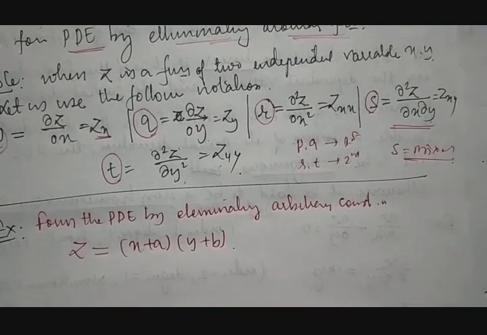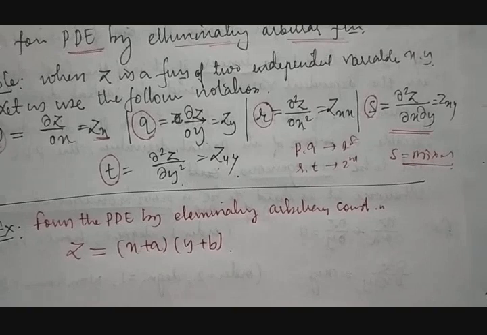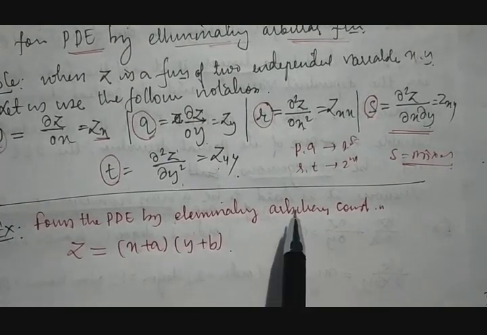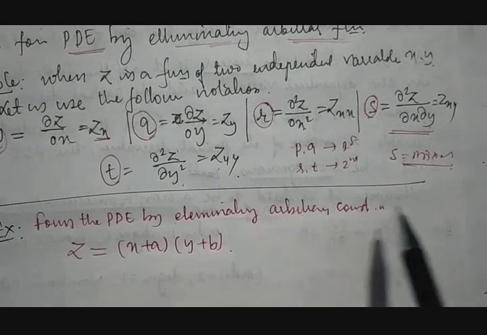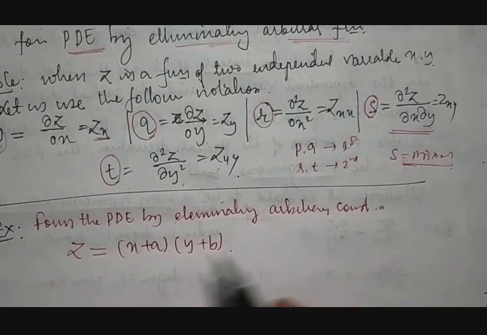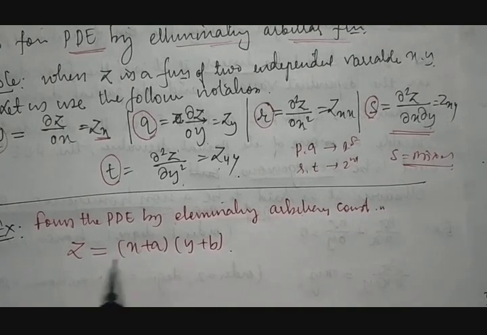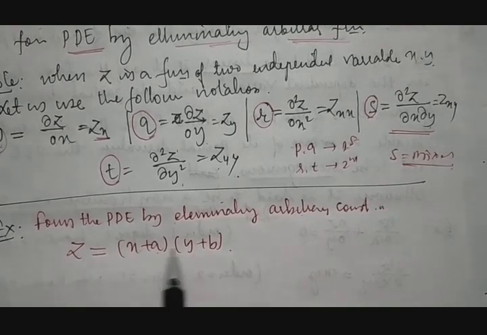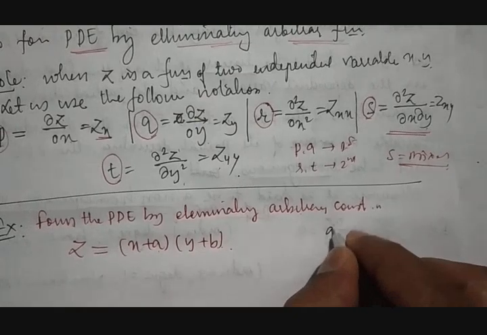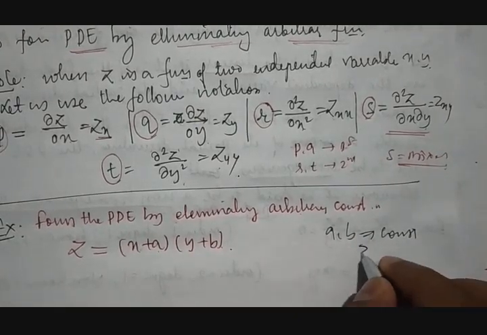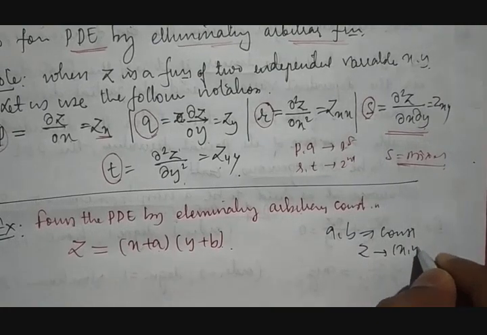What is that? They say form a partial differential equation by eliminating arbitrary constants or by eliminating arbitrary functions. Sometimes they may mention it, sometimes they may not. In such conditions, we have to see the example. Here you can see A and B are the constants available, and Z is a function of X and Y.